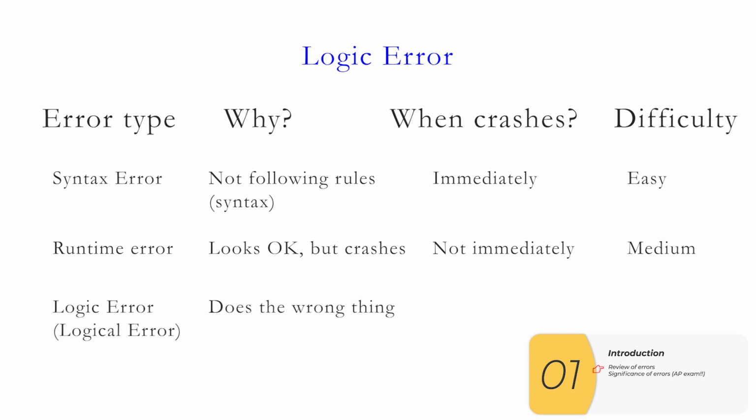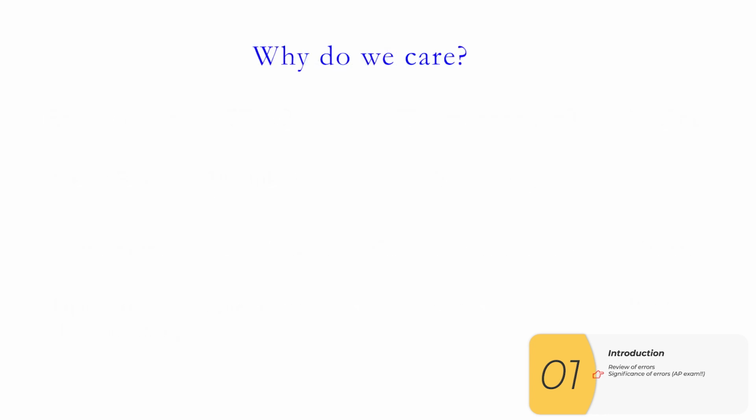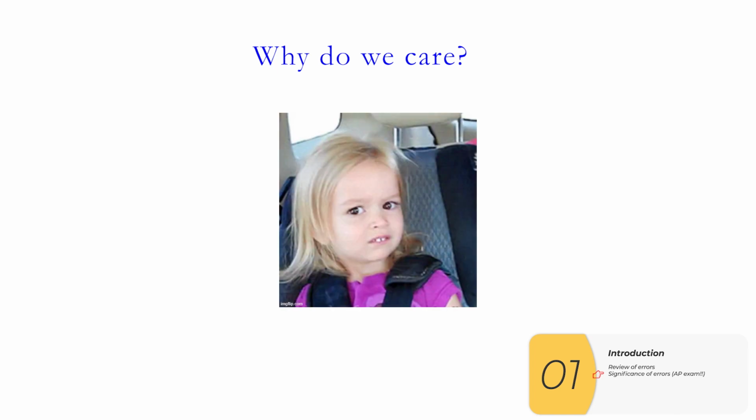These happen because you've done the wrong thing in your code, but they're not going to crash your code. Because of that, they are by far and away the hardest type of error to find and debug. In a second, I'm going to go over some common logical errors that you'll see, but you may be wondering, Dr. Wu, why are we learning about all these errors?